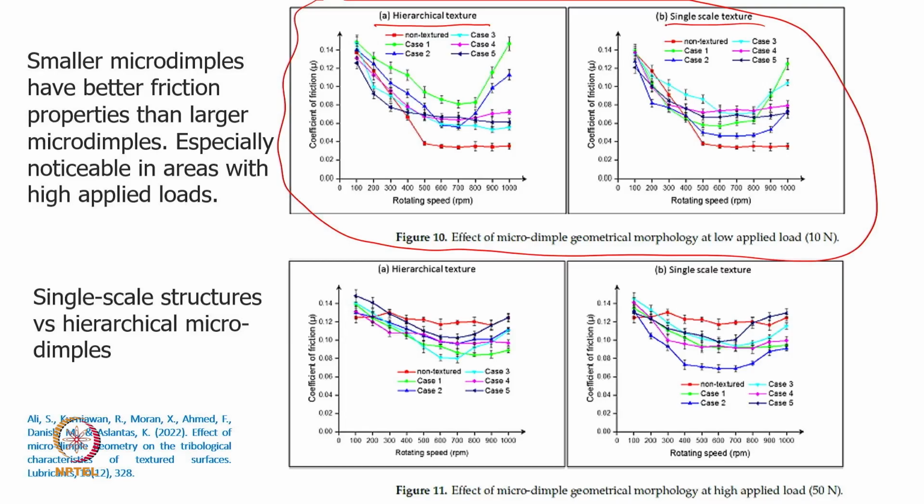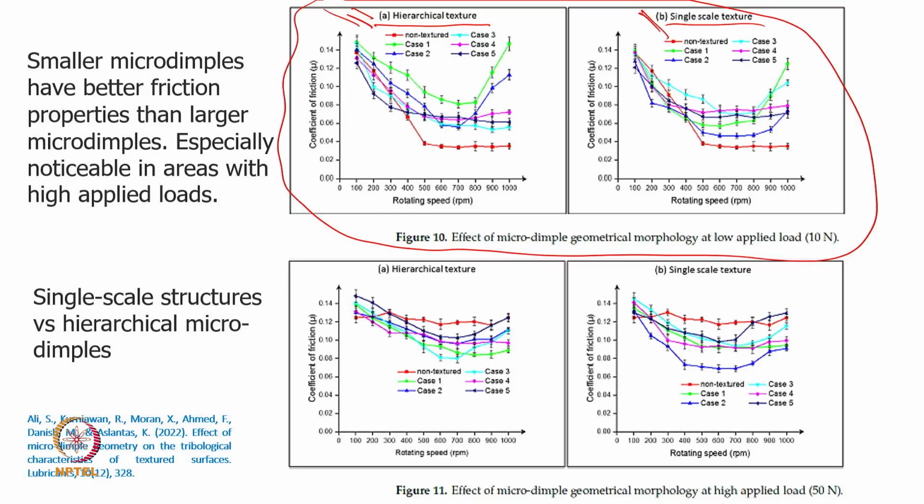Single scale means almost all the dimples are the same size. Hierarchical is something like a mixture of these. Making a single scale texture is naturally very difficult, and we go ahead with hierarchical because sometimes we require a shallow texture, sometimes a deep texture, because of various conditions one will be preferred over the other. So, that is why we mostly prefer the hierarchical one.